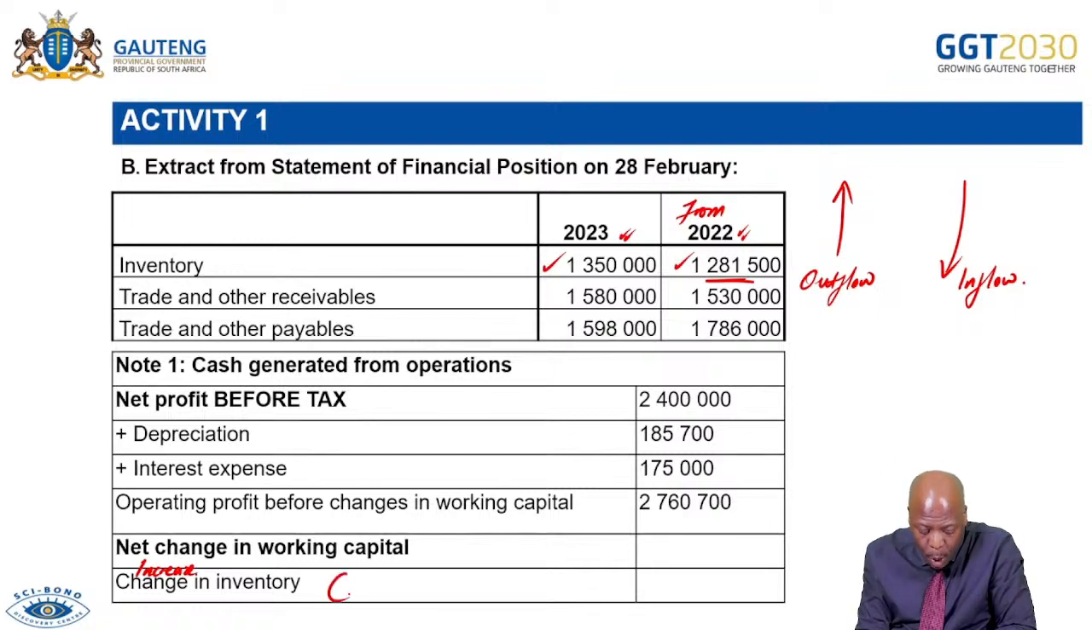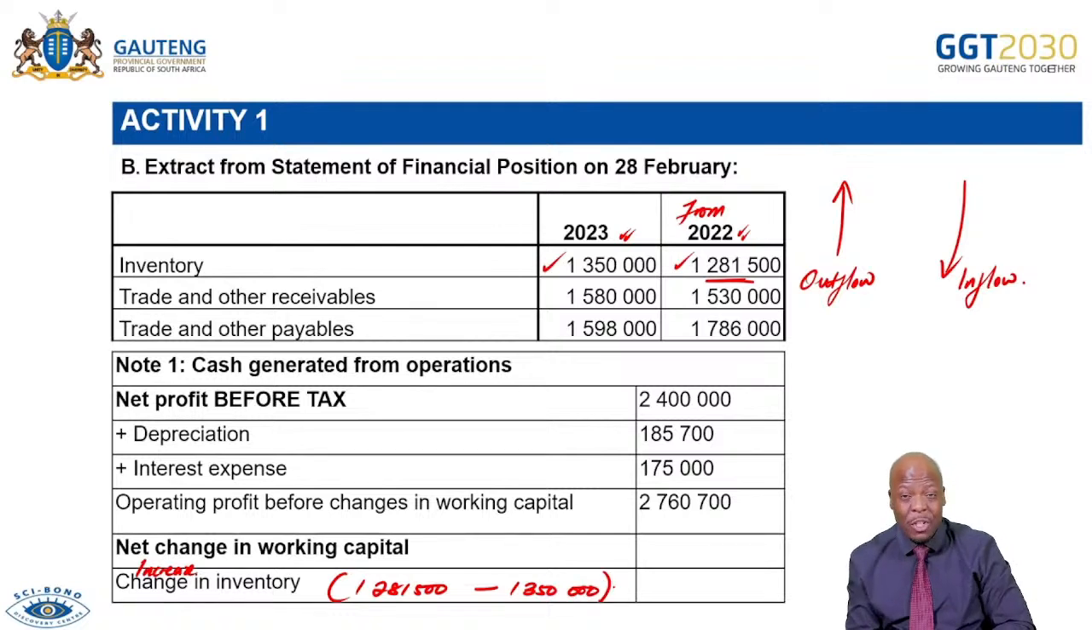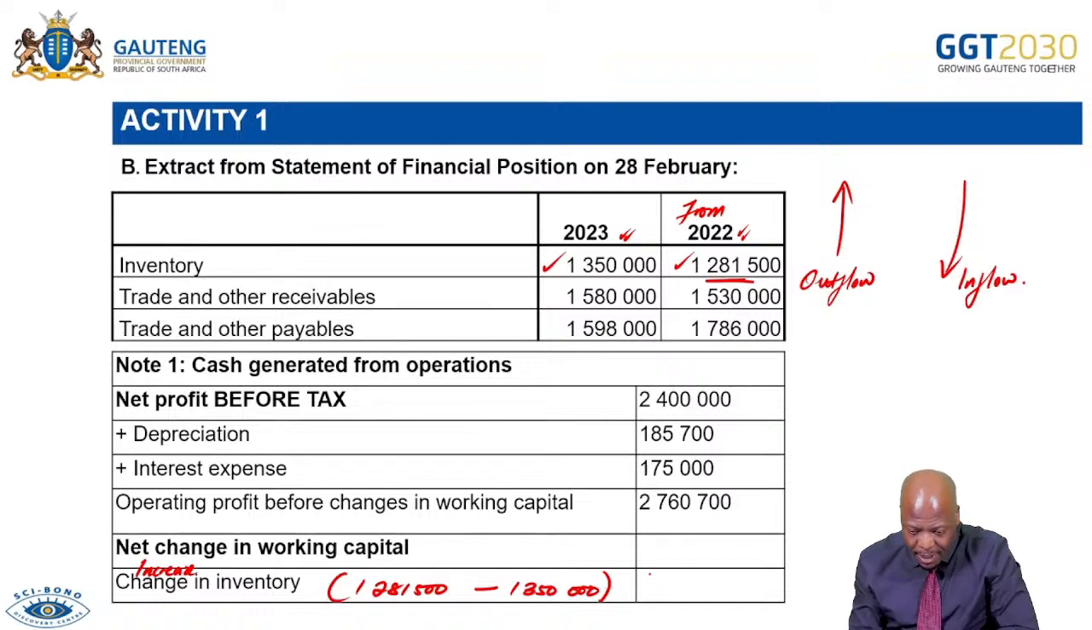I'll come here now. I want to show my calculations. What do I say? I'll now say my 1,281,500 minus 1,350,000. Remember, we have already established that once inventory increases, it is a cash outflow. And once I have a cash outflow, I must have my brackets already waiting for me. All right? Now, I want the difference between your 1,281,500 and 1,350,000. How much is that difference? Thank you. You said how much?